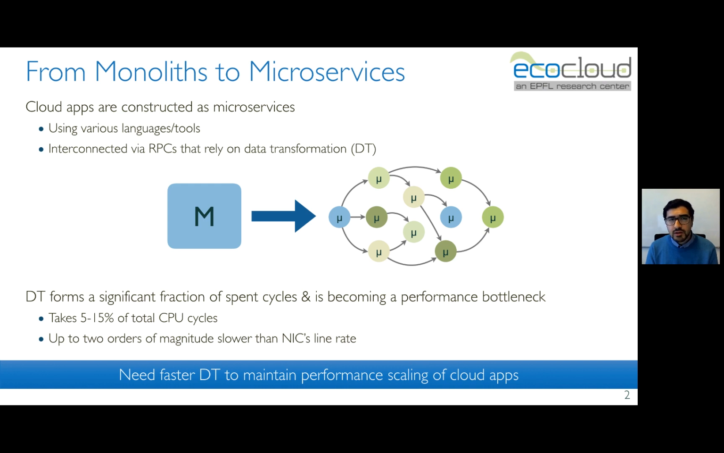It's been shown by cloud app providers like Google or Facebook that DT forms a significant fraction of spent CPU cycles, something between 5 to 15%. It's also almost 2 orders of magnitude slower than the network's line rate, making it a performance bottleneck. Hence, in order to maintain performance scaling of cloud applications, we need to be able to do DT at a much faster rate.